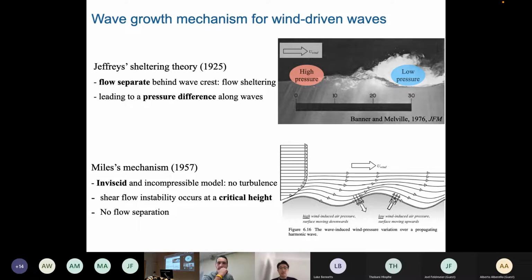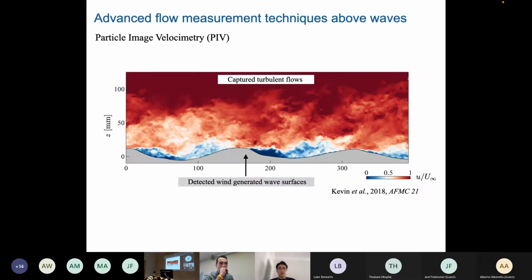But it is still critical to have detailed flow structures around the wind-generated wave to investigate further that complex interaction between the turbulent flows and the wave, with a data set like this. I'm just showing you the captured detailed turbulent flow features marked as a color contour, and the gray region is the detected wind-generated water wave surface.